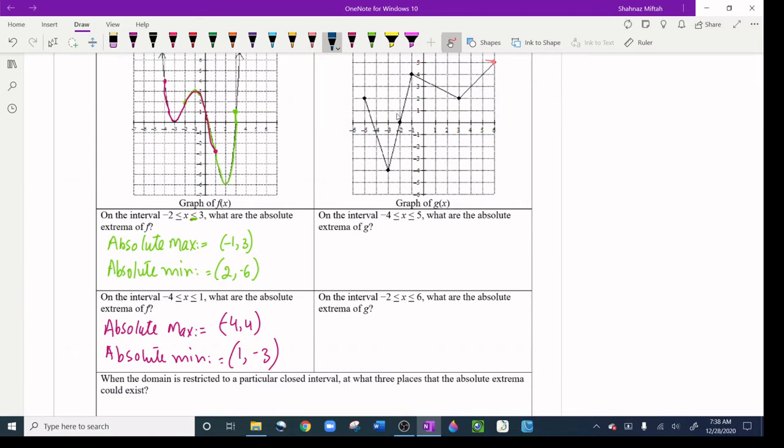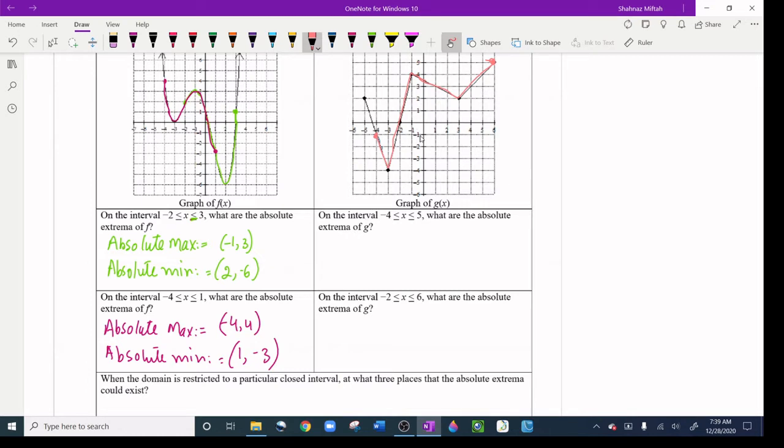On the interval -4 and 5, so I'm going to start at -4, and both -4 and 5 are closed intervals. So -4 starts here. That's -4, that one. And it's going to go all the way to 5. So I'm going to go -4 and 5. That one, I can't see that color. So -4 and all the way to 5. Where is 5? Right here. I'm going all the way up there. So this whole graph is -4 and 5. What are the absolute extrema?